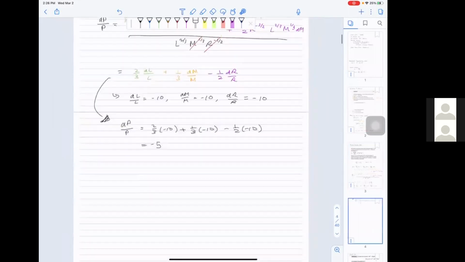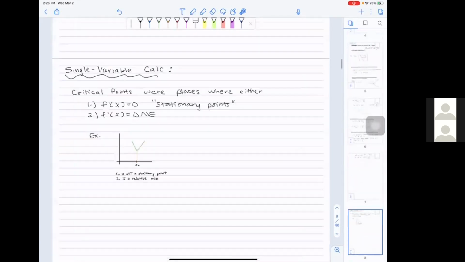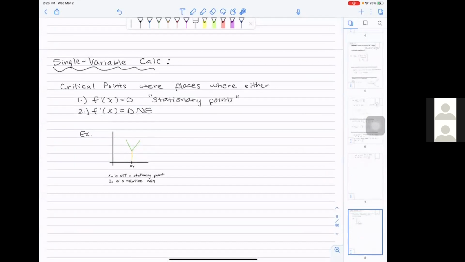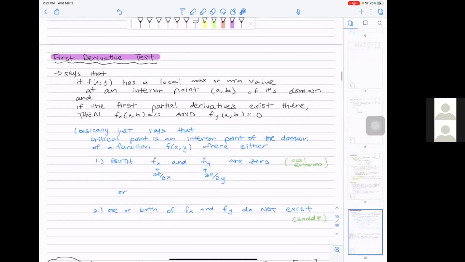Okay, so let's do some new material. Slight review from single variable calculus. In single variable calculus, there was a definition of a critical point. And we knew that a critical point could be where your derivative equals 0 or your derivative might not exist. So similarly, now in multi-calc, we have points where your partials may be 0 or your partials may not exist.